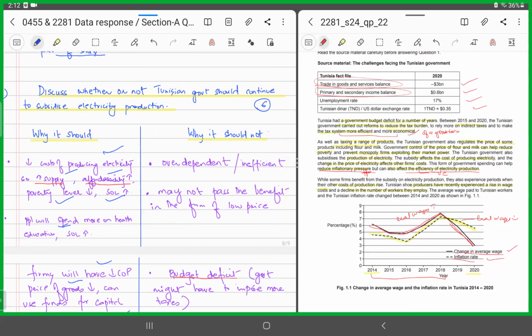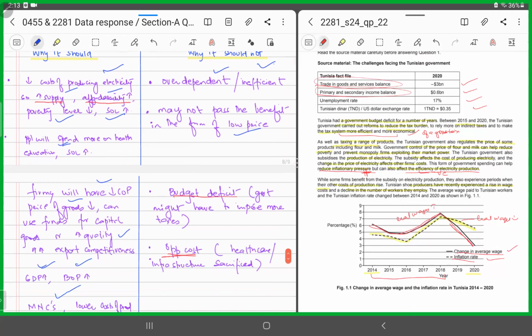Because then the firm would get over-dependent and it might become inefficient, right? Or it could also be that it may not pass on the benefit of this reduction in the cost of production in the form of lower prices to people. Or it could be that by continuously providing subsidies, a government would have a budget deficit, like it said earlier.